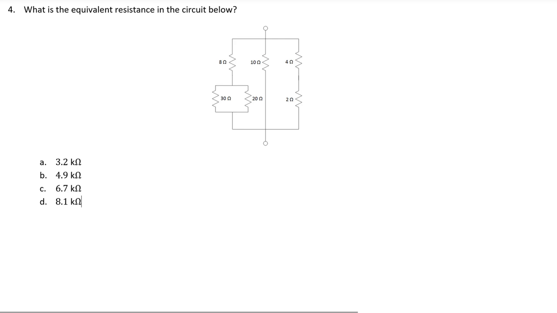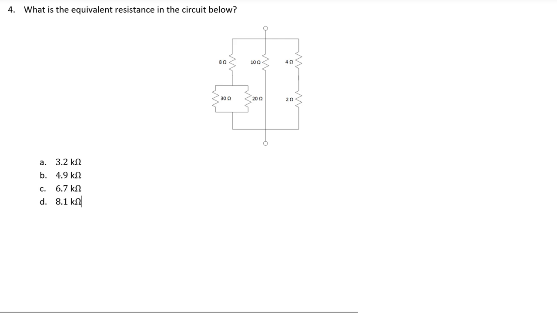The question gives us a diagram with many different resistors, some in parallel, some in series, and asks what is the equivalent resistance, in other words, what is the total resistance of the circuit. Before actually doing some calculations, let's look at this diagram and make sure we understand what is going on.